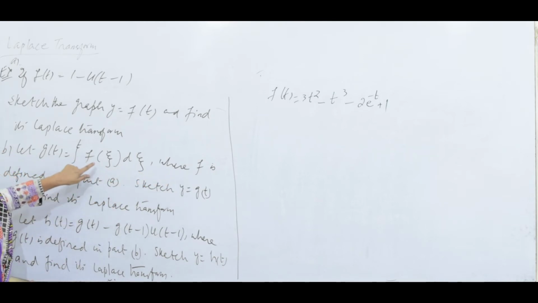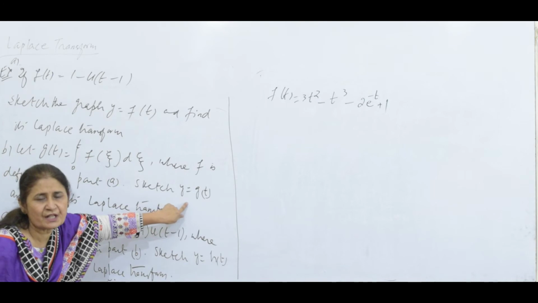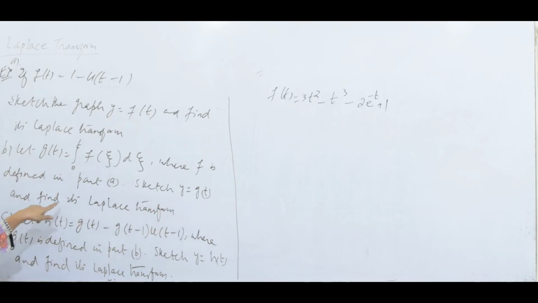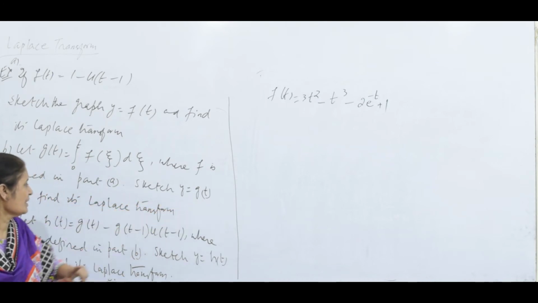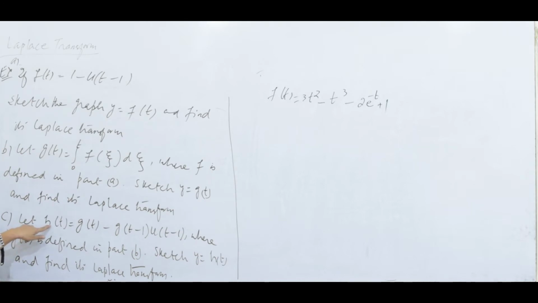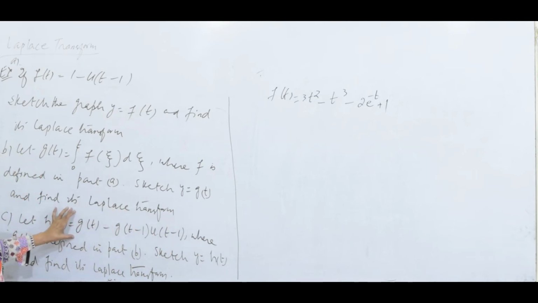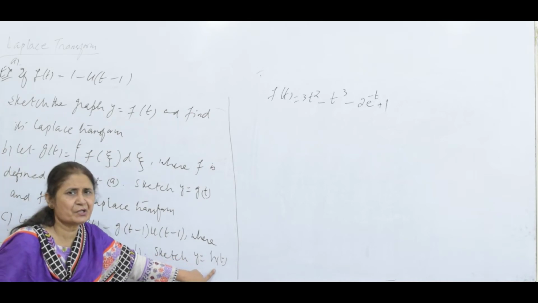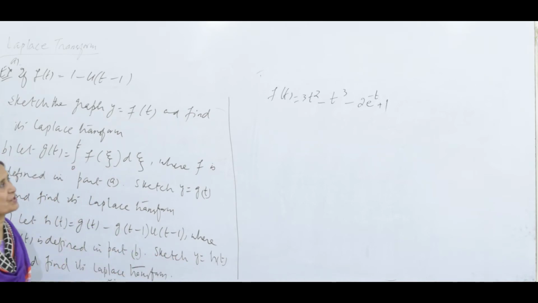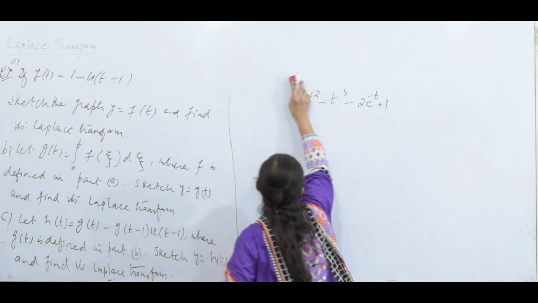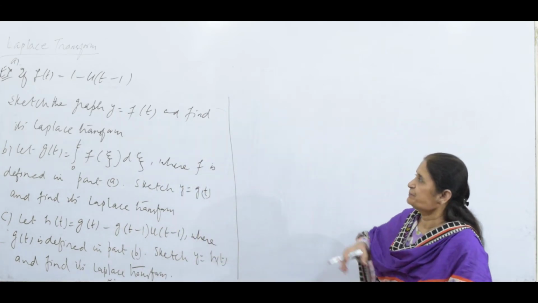f of xi is the function defined in part A. Sketch the graph y is equal to g of t as well as find the Laplace transform of g of t. The third part is: let h of t be g of t minus 1 unit step t minus 1. He has given a function like this and he said sketch the graph of y is equal to h of t and then find its Laplace transform. So you will see how to sketch this time. A part.